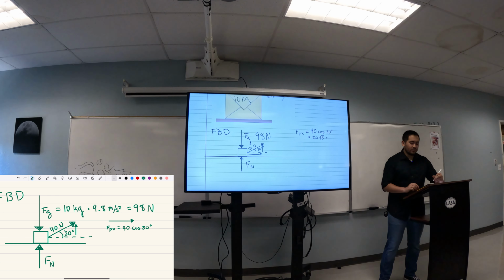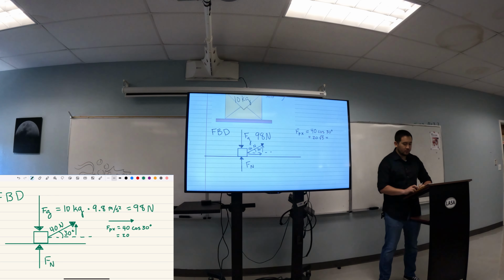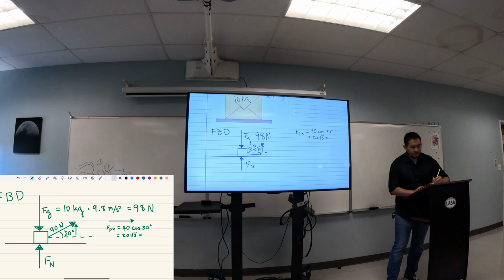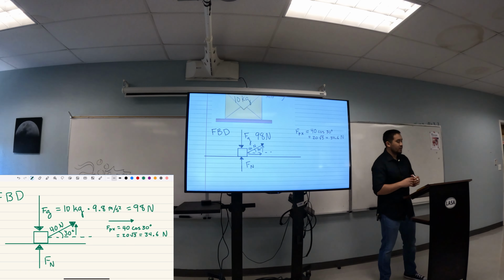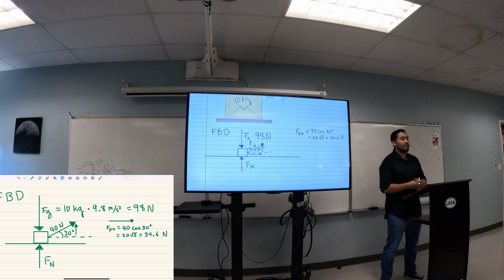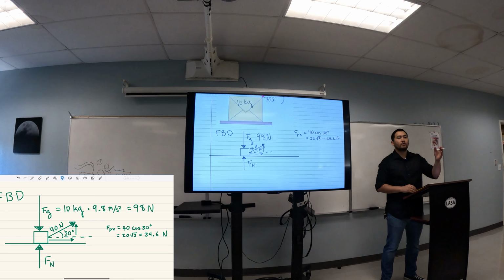We just need a decent approximation, so I'm going to pop that into the calculator really quick. 20 times root 3. Looks like it's about 34.6. That will be in newtons. All right. Great, so now we have the net force. Remember, we decided that this was the only force that wasn't being counteracted, so it must be the net force on the object. If we have the net force, which one of Newton's laws can we use to find the acceleration?